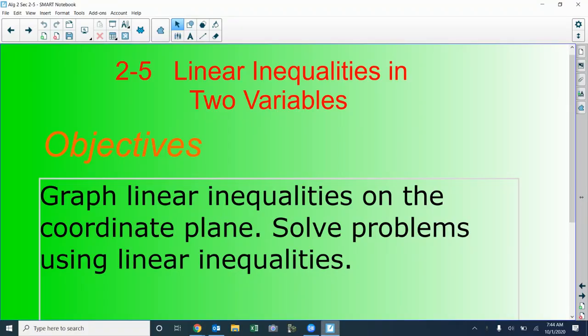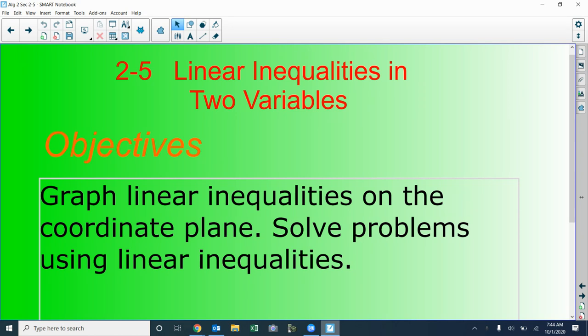So today, linear inequalities, we're going to graph a line, and you might remember this from Algebra 1. You're going to shade the true side. So if you're taking some notes right now, the first thing you want to do is write down our objective, 2-5. We're going to graph linear inequalities, but the main thing that today, you always shade the true side. We're going to be looking for that true side.